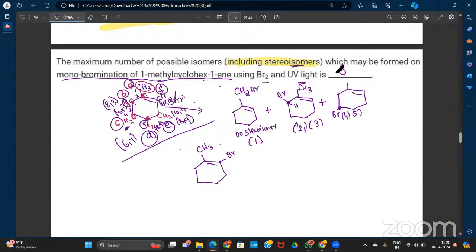So this is how you have to find out whether it has a chiral center, it will form a stereoisomer. 2 isomers will be there. Then here alone, you don't have the stereoisomer. Okay, here alone you don't have the stereoisomers. So all the others have stereoisomers. Got it?